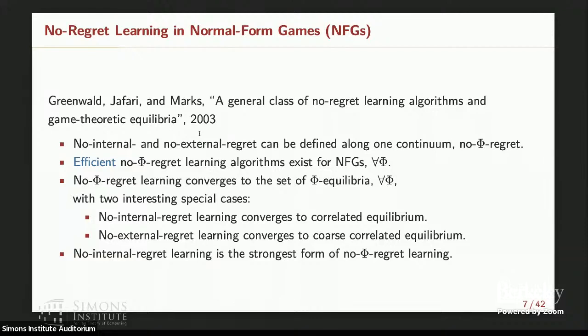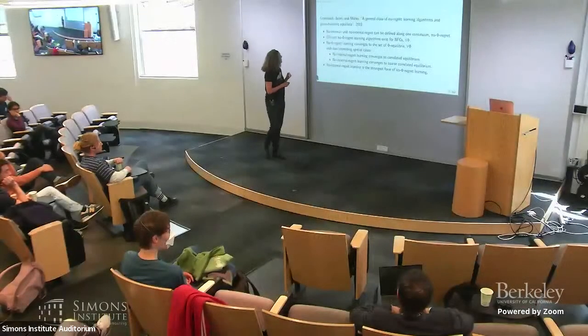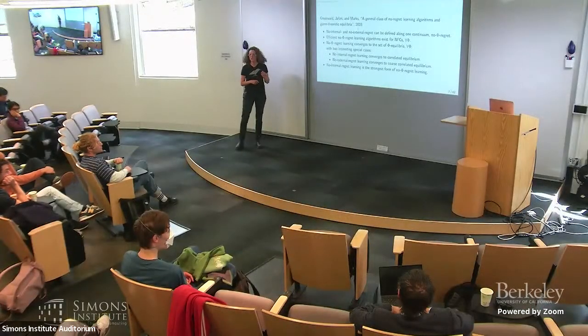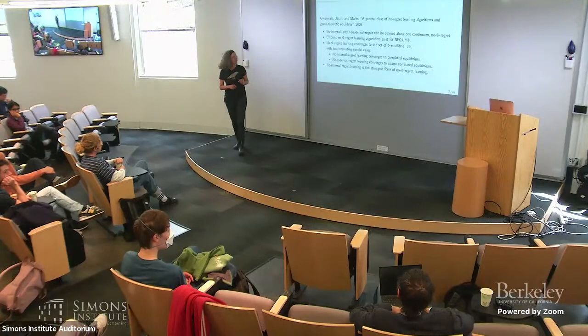Yes? When you say efficient for every phi, what is the set? Like phi could be any transformation? Yeah, so we're going to come to more details about that, and that's really going to be the focus. So maybe we can hold that and come back to that. But yeah, we can do efficient no Phi-regret learning. It's important that we can do efficient learning in normal form games.